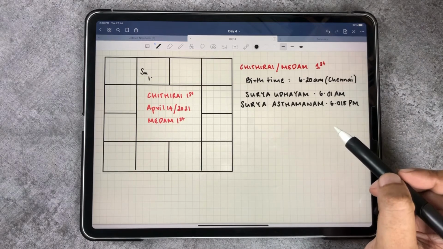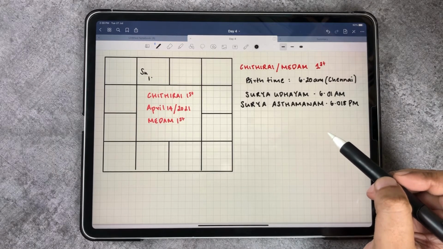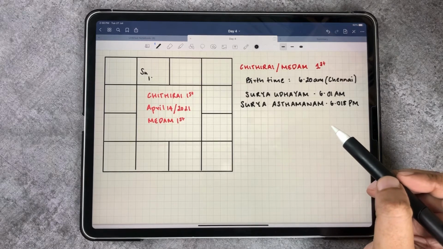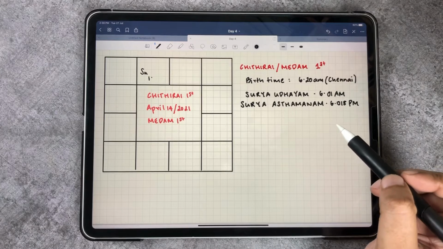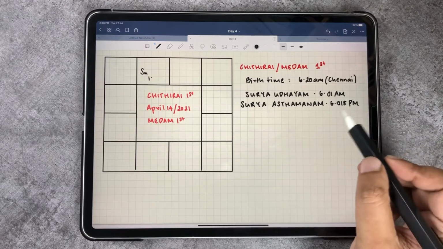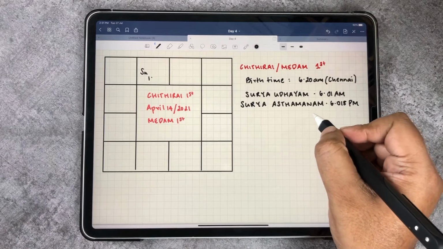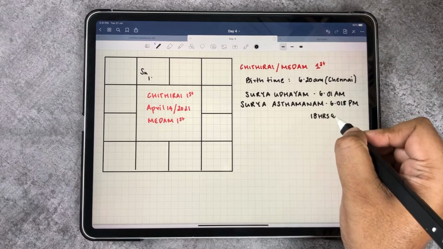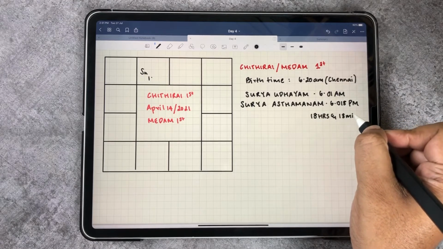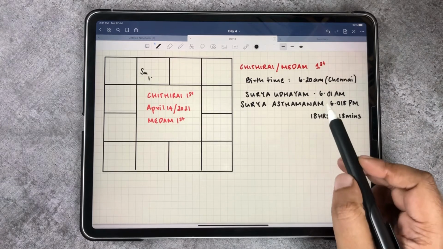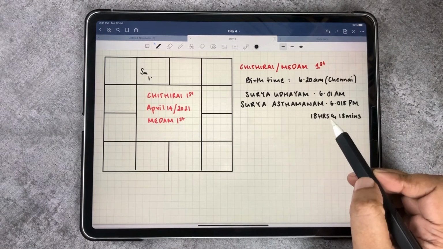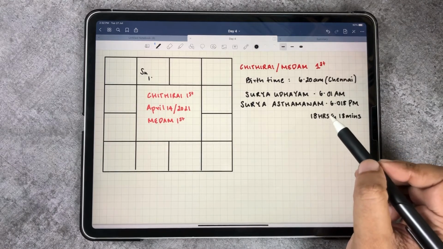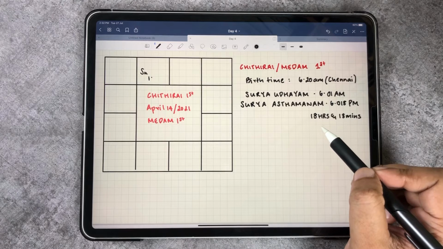Now you always need to convert this into a 24-hour format in order to ease your calculation. So after 12 pm, it would be 13 hours, 14 hours, 15 hours, 16 hours, and so on. So 6:18 pm would become 18 hours and 18 minutes. So this would be the Surya Udayam and Surya Astamanam for Chennai as the child is born in Chennai. Based on this, we can find the duration of the day and the duration of the night.